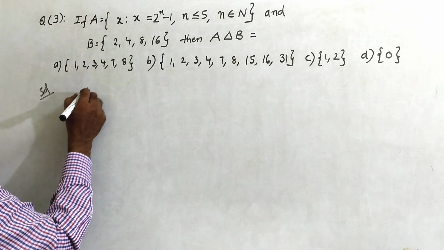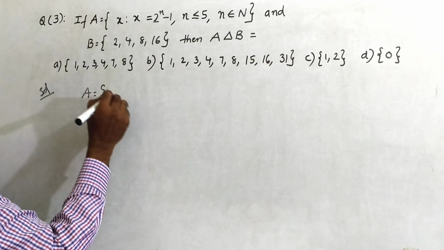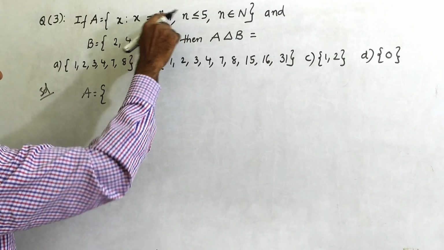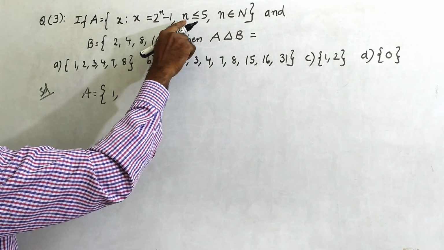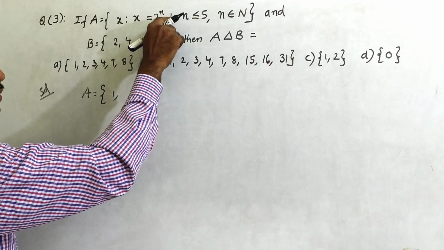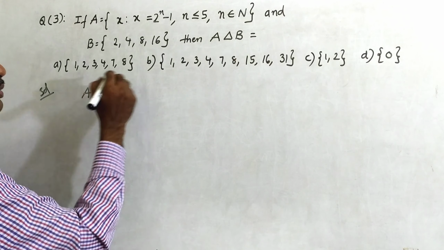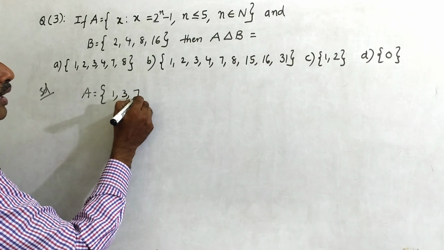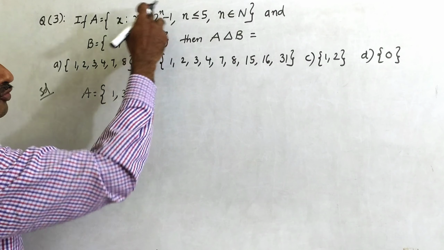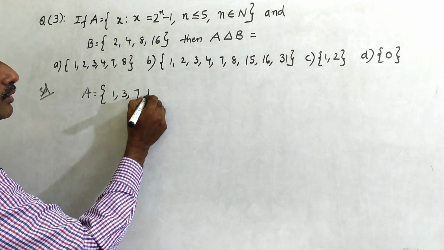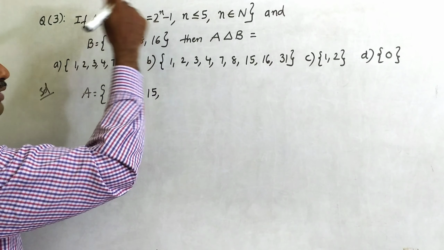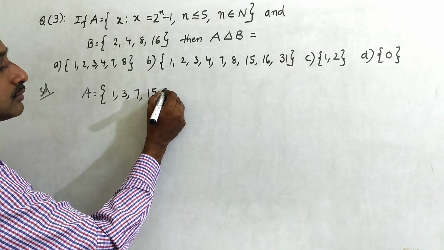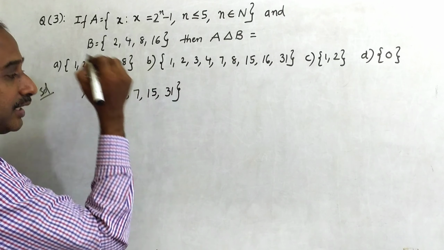So we can write the set A. If n is equal to 1, 2 power 1 means 2, 2 minus 1, 1. You will get 1. Now n is equal to 2: 2 square means 4, 4 minus 1, 3. Now n is equal to 3: 8 minus 1, 7. Now n is equal to 4: 2 power 4 is 16, 16 minus 1, 15. Now n is equal to 5: 2 power 5 is 32, 32 minus 1, 31. This is the set A.